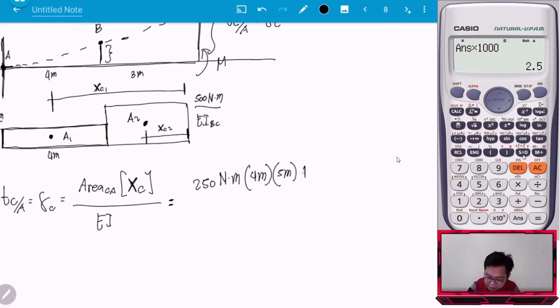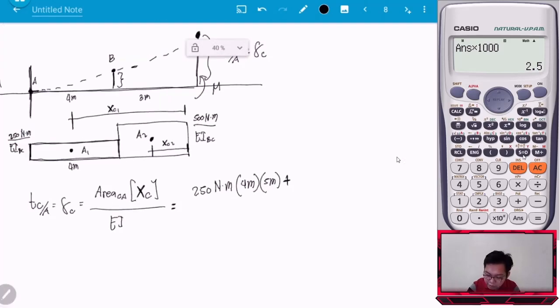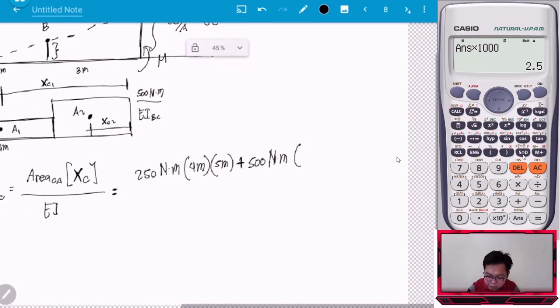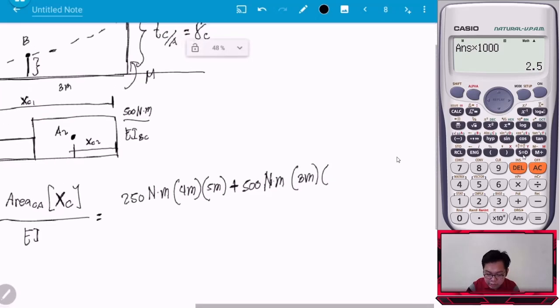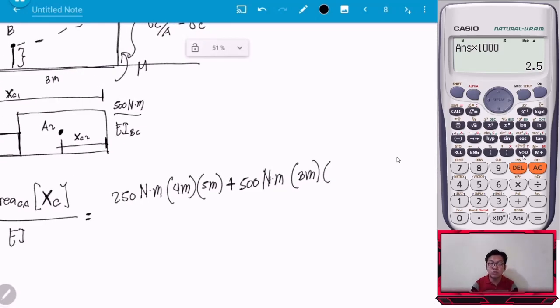Okay, and then plus, yung second area, ano yung second area natin? 500 Newton meter multiplied by base. Ano yung base natin? 3 meters, no? So, ito yung second area natin, 500 times 3. And then, asan yung X sub C niya? Okay, asan yun? That is actually 3 divided by 2 kasi rectangle man yan. So, 3 divided by 2, that's 1.5 m.